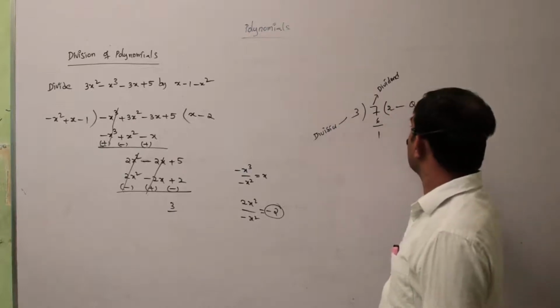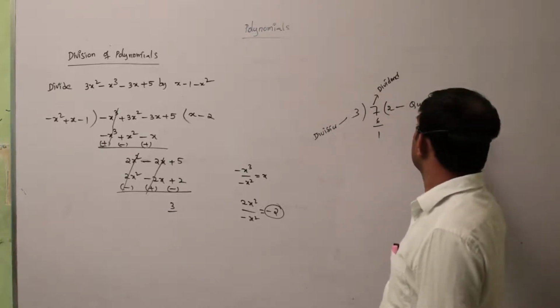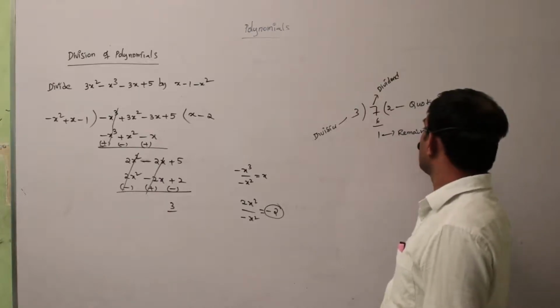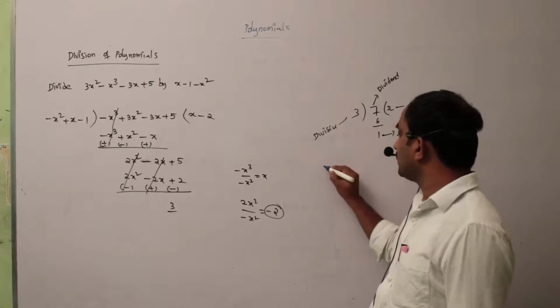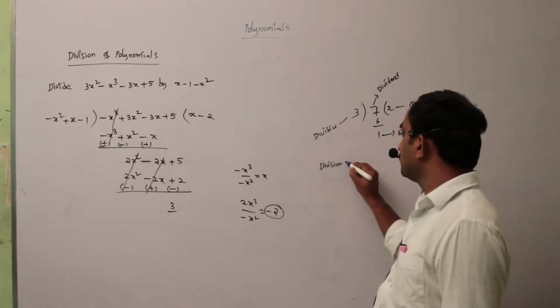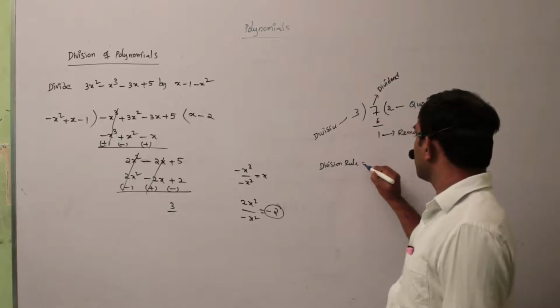What is this? Quotient. What is this? Remainder. So we know very clearly the rule is the division rule. What is the division rule?